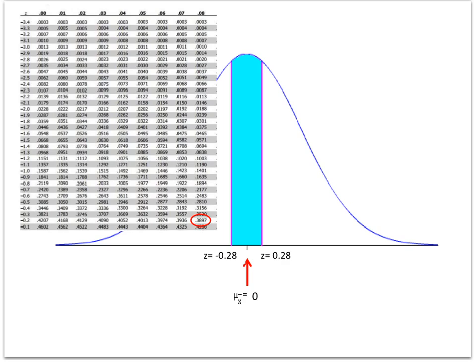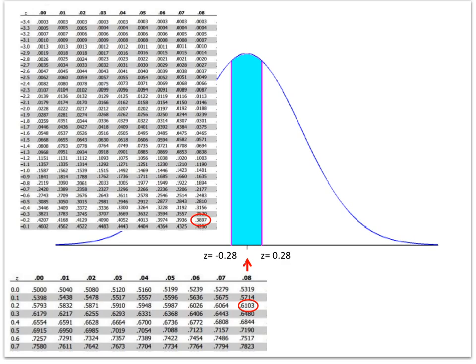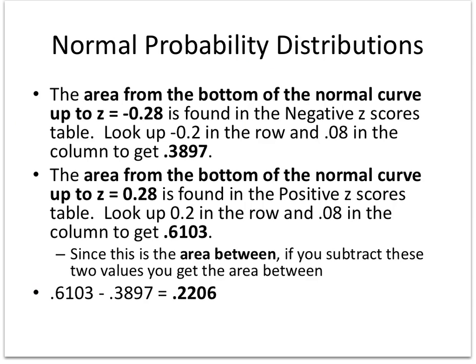See this? So here is my negative 0.28. There's the 0.3897. And then I have my 0.28, 0.610. And again, I'm going to subtract the two values, and this gives me my probability, 0.2206.